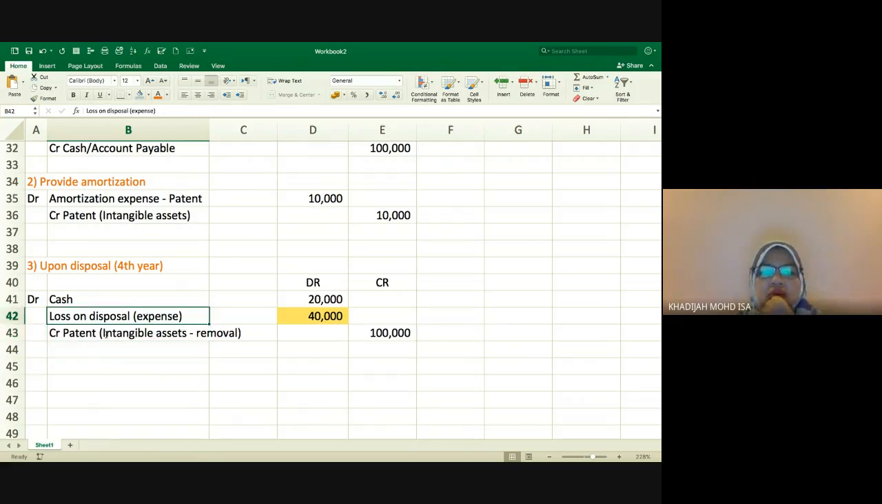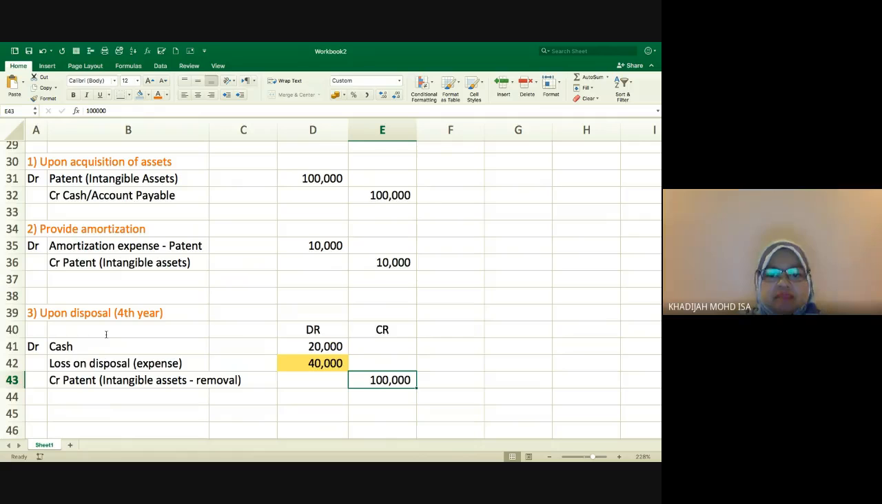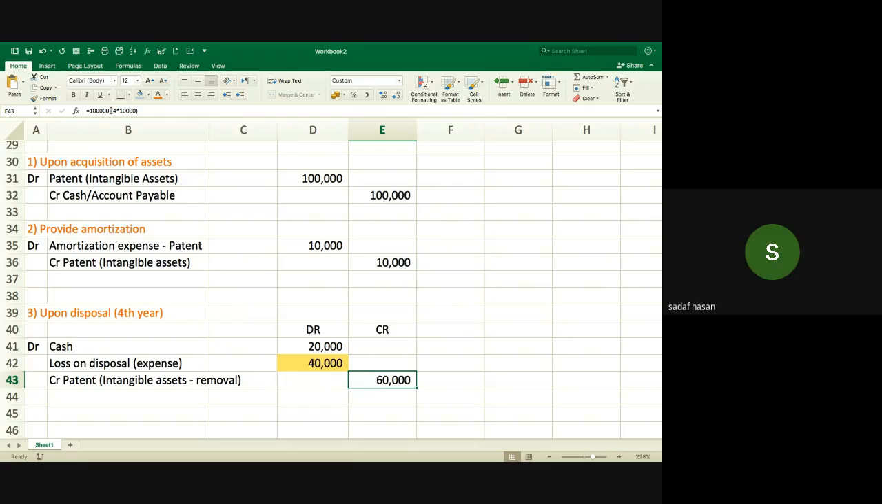So, if you were to credit, how much do you get? 200. Loss on disposal, but remember that over a 4-year period, what will be the value of your patent? Initially it cost you 100,000, but you minus 4 years times 10,000. So here, what is reported, 60,000, is actually the net book value. But they don't call it a net book value for intangible assets. You get that? Okay, yes.